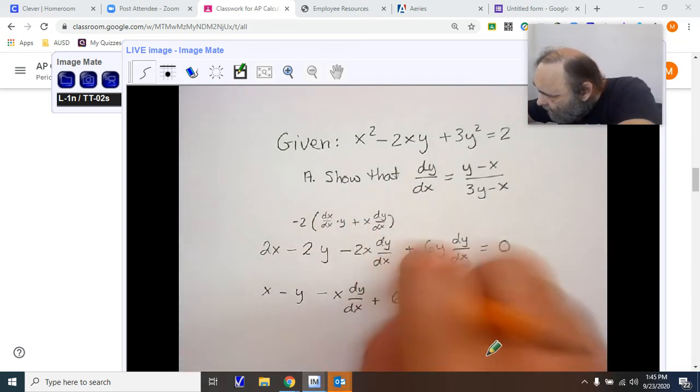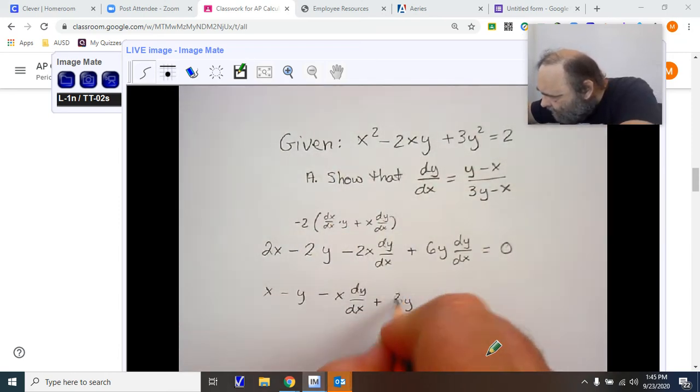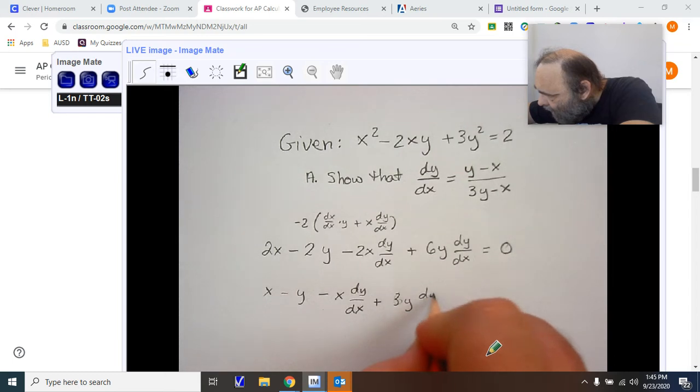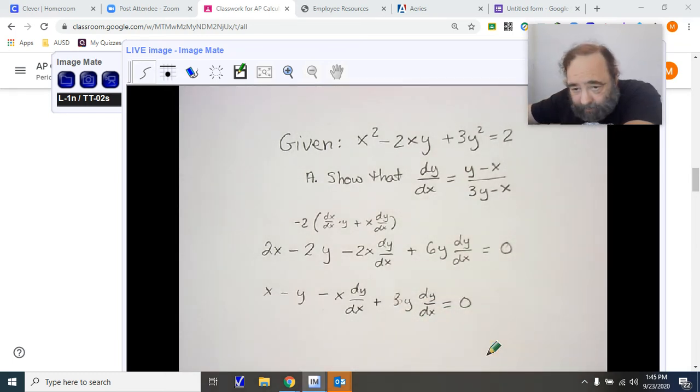Oops, that's supposed to be a 3. I got distracted by my emails. Don't forget your dy dx. That's what we're solving for, and it still equals 0.